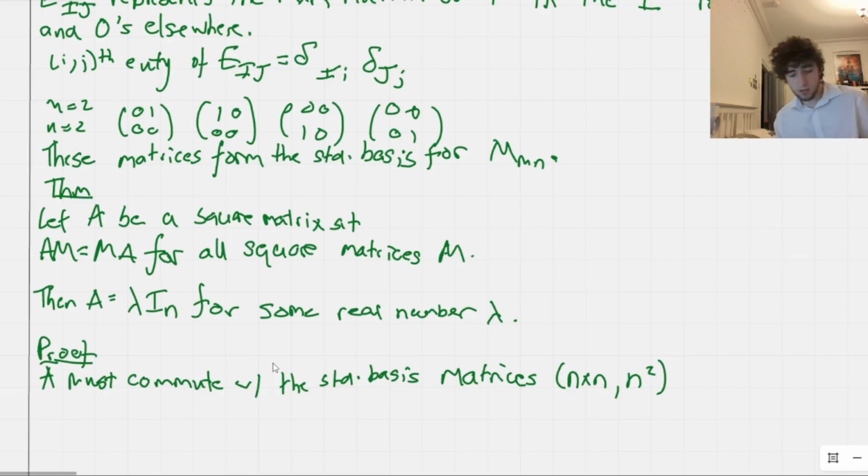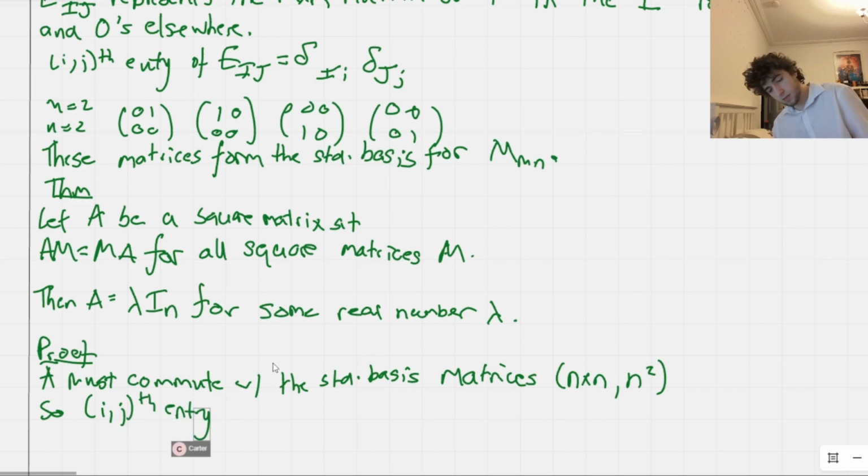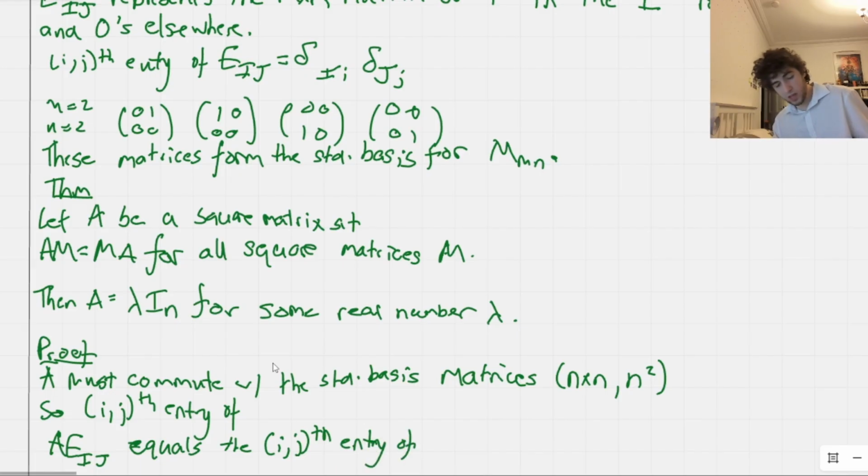Okay, so effectively, what that means is that the ijth entry of this matrix product here, where capital E is just one of those standard basis matrices E_ij, equals the ijth entry of the other way around, of E_ij multiplied by A. So now we need to write out what the ijth entry of this is. Well, we can do that.